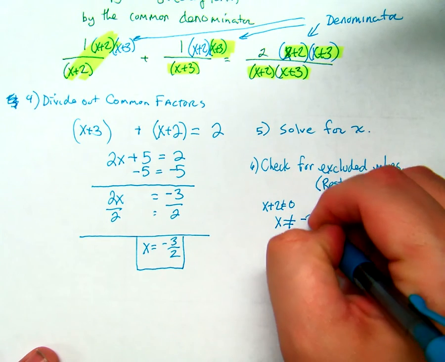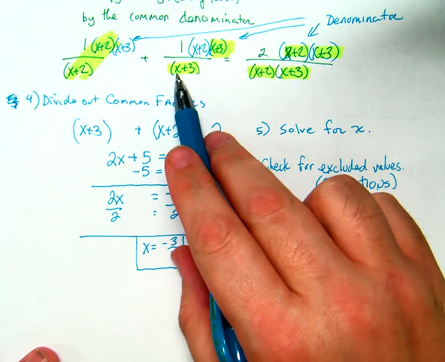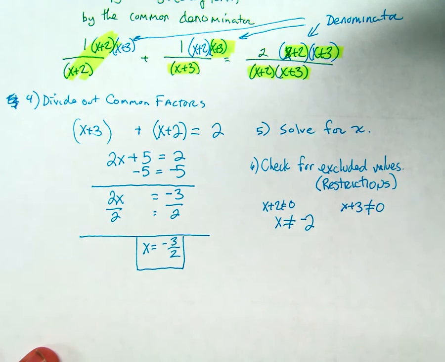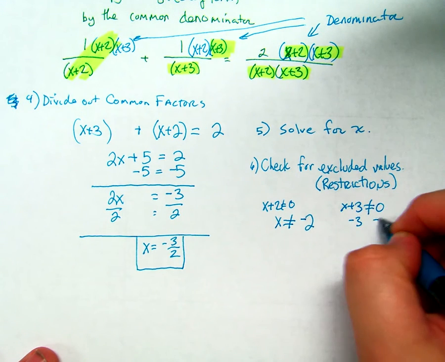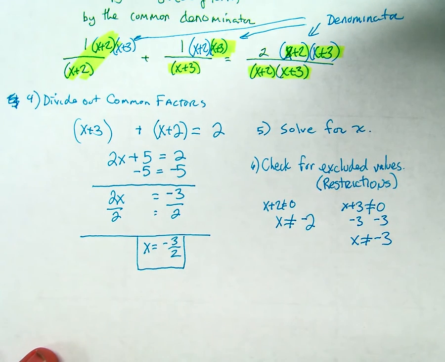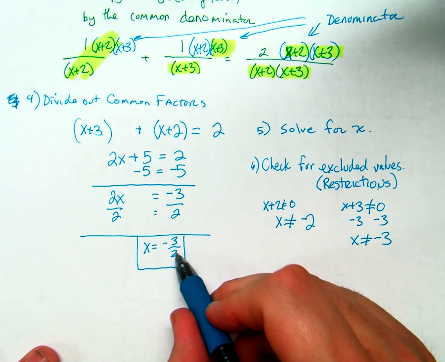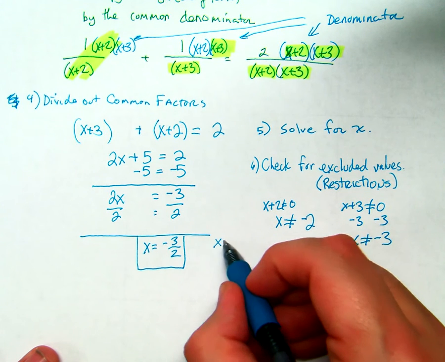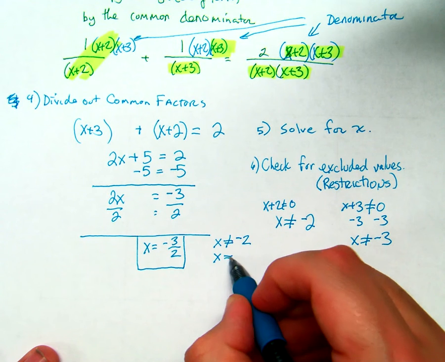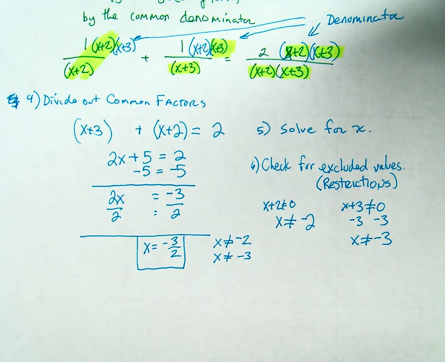And the other one, what's the other factor that's a denominator? x plus 3 cannot be equal to 0. So subtract a 3 from both sides, so x can't be equal to -3. So I found out x was equal to -3 halves, but I also found out x can't be equal to -2, and x can't be equal to -3. We should write that. These are my restrictions.